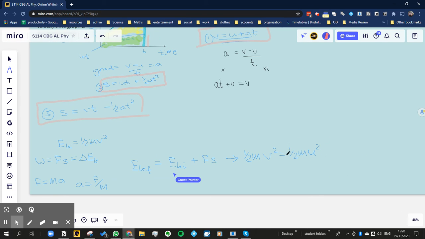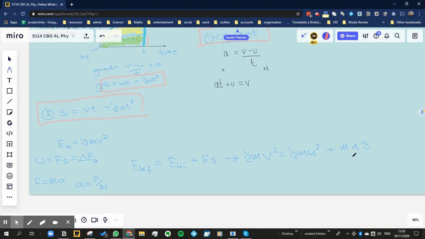Yeah, so it's going to be that plus that, so then plus FS. Now F is ma, so plus m a s. Okay, mass times acceleration times displacement.